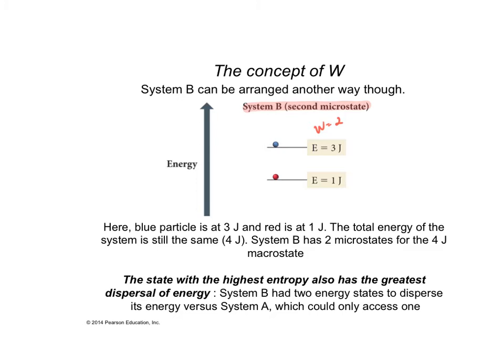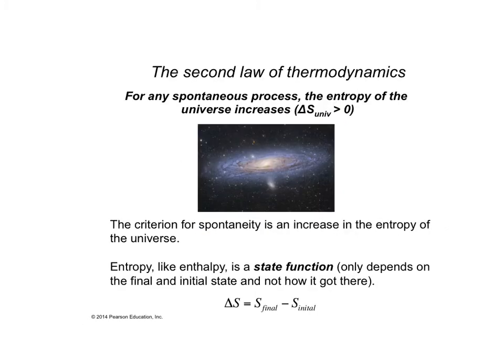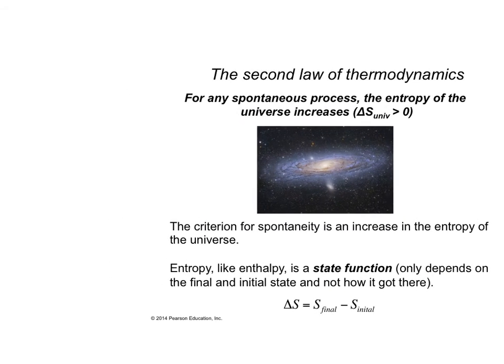Okay, so now this is going to lead us, because the whole purpose of all of this was how can we know whether something is going to be spontaneous or not? This leads us into our criteria for spontaneity with respect to chemical and physical processes, which is called the second law of thermodynamics. The second law of thermodynamics states that for any spontaneous process, the entropy of the universe must increase. Right? So delta S of the universe must be positive, a positive value.